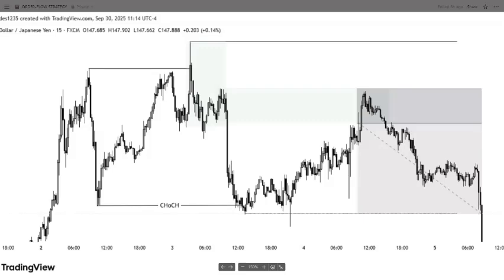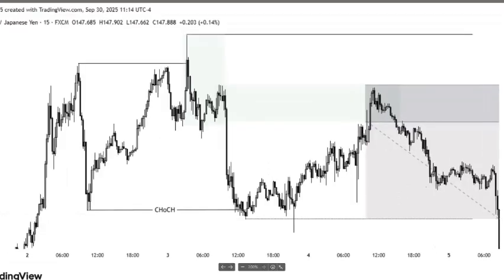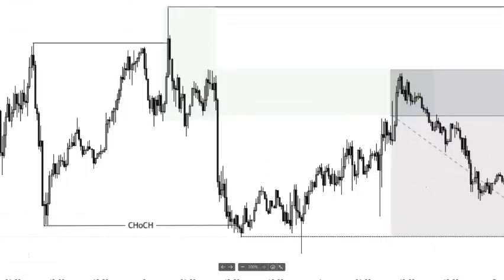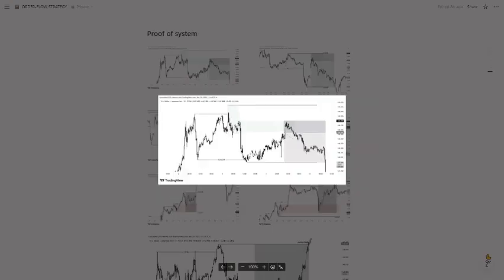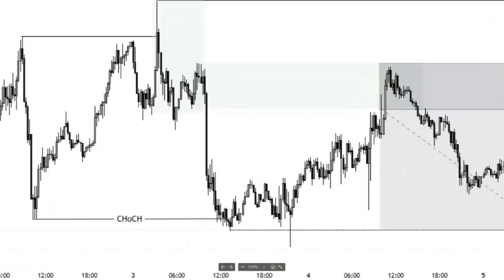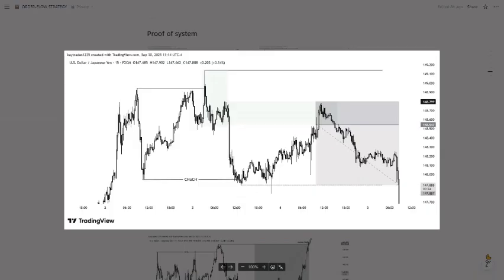I was supposed to enter on the edge of this candle, but I entered on this bearish one. So that's a slight technical error on my side, but it wouldn't increase the risk to reward. But I'm trading a fixed system, sorry. I'm trading a fixed system.